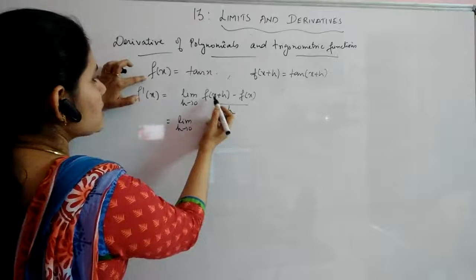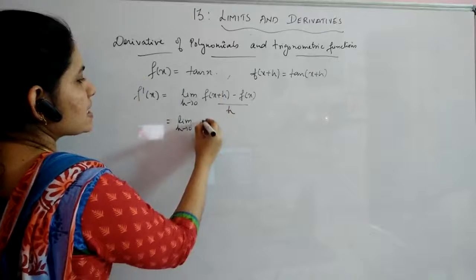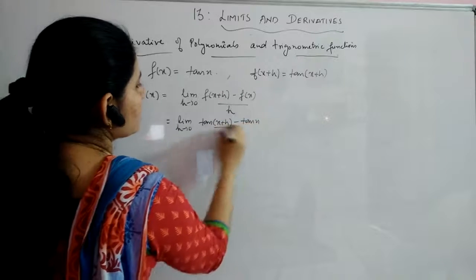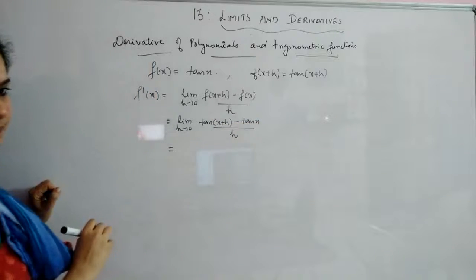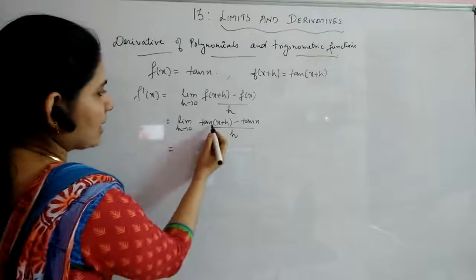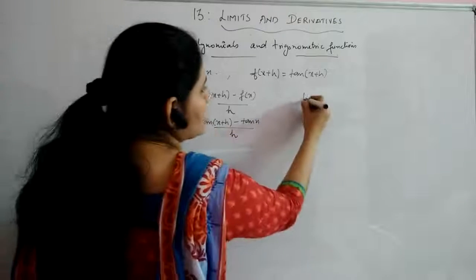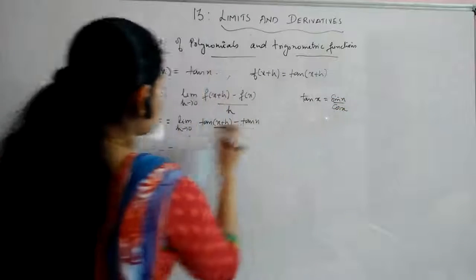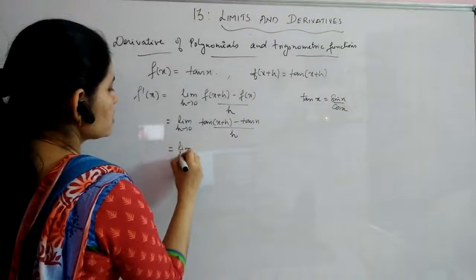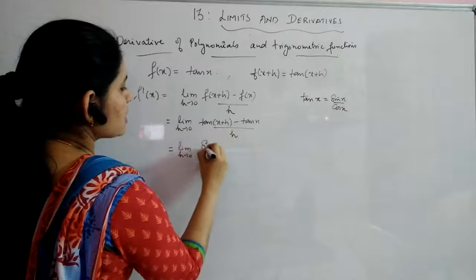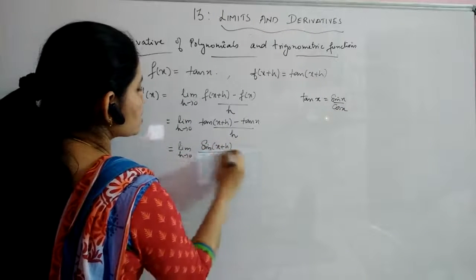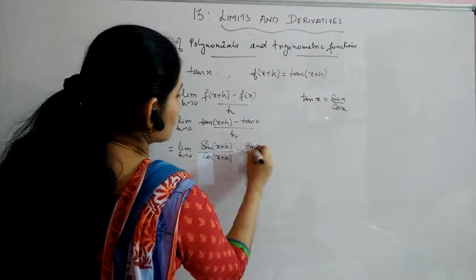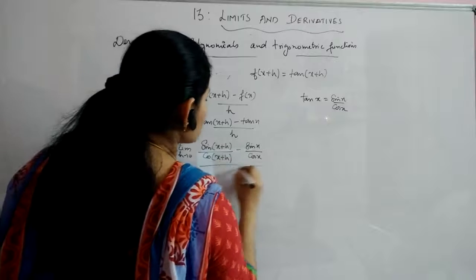So for this we will just replace f of x plus h as tan of x plus h minus tan x divided by h. Now tan will be replaced as sin by cos. Tan x is sin x by cos x. So we are just replacing here with sin and cos, so that this becomes sin of x plus h by cos of x plus h minus sin x by cos x whole divided by h.